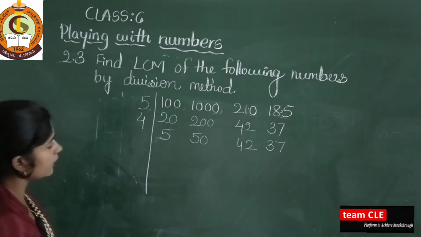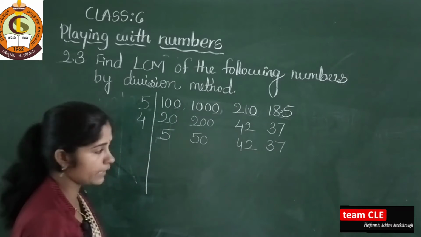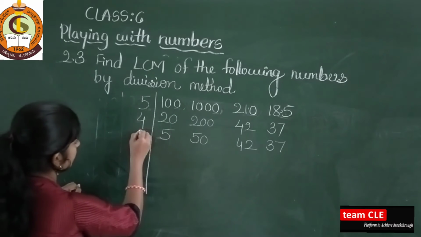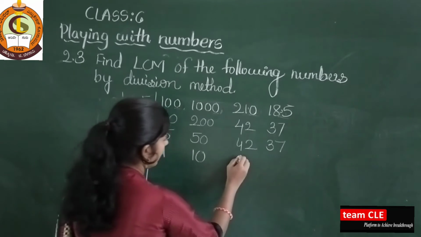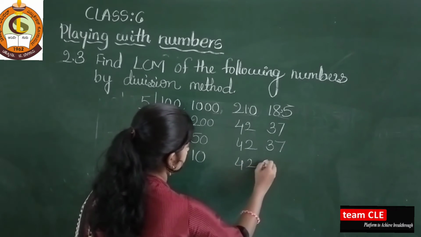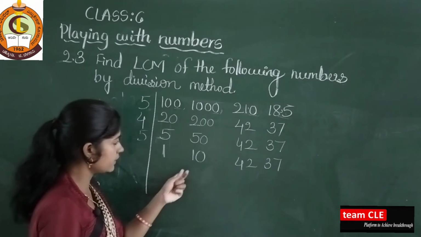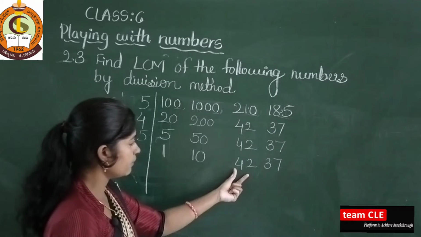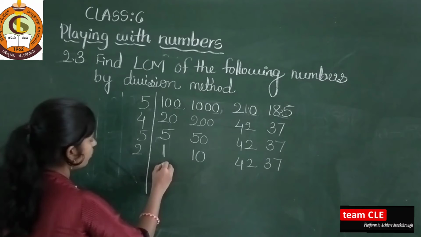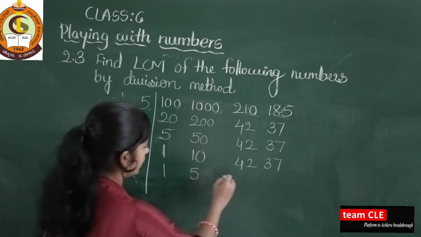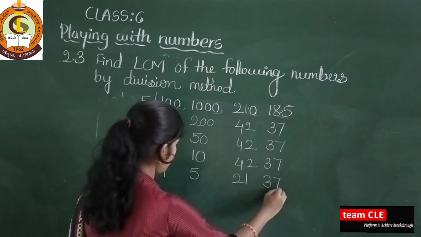Next, see here 5, 50, 42 and 37 are there. I will take 5: 5 1s are 5, 5 10s are 50. Again you take 42 as it is and 37 as it is. Next, see the numbers 10 and 42, so I will take 2: 2 5s are 10, 2 2s are 4, 2 1s are 2, and 37 as it is.